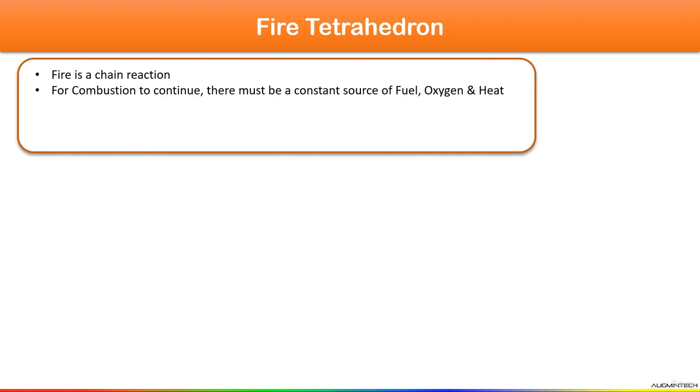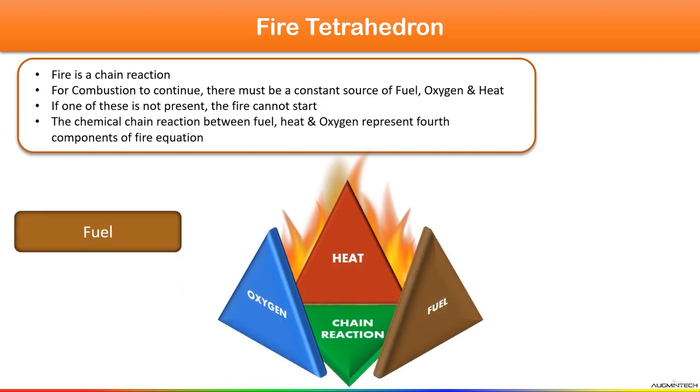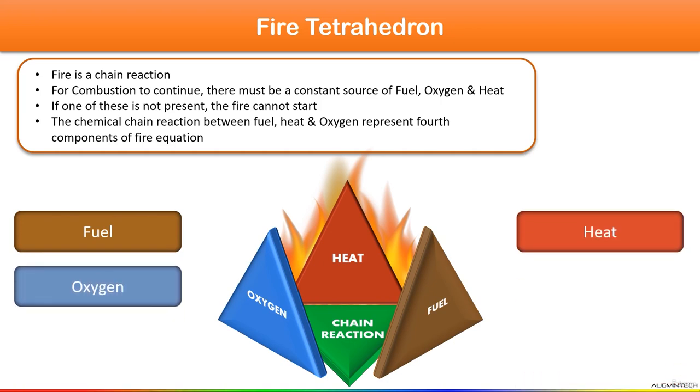It means if you want to continue combustion, we have to provide a constant source of fuel, oxygen and heat. Suppose one of these is not present, then the fire cannot start. How do you describe the fire tetrahedron in simple language? The chemical chain reaction between fuel, heat and oxygen represents the fourth component of the fire equation, which is termed the tetrahedron.